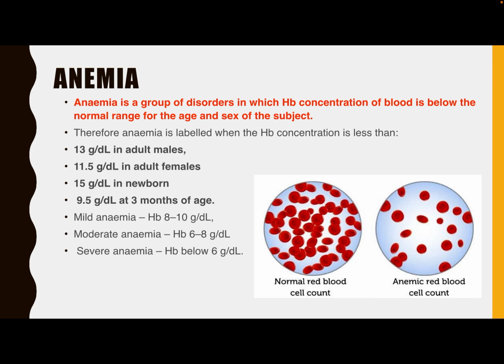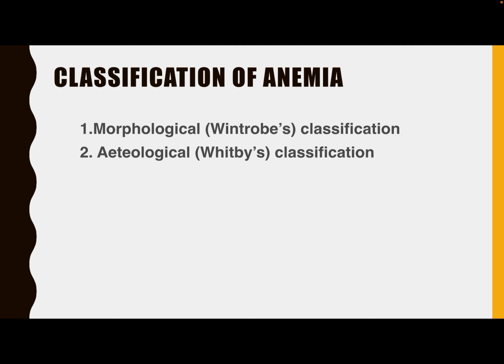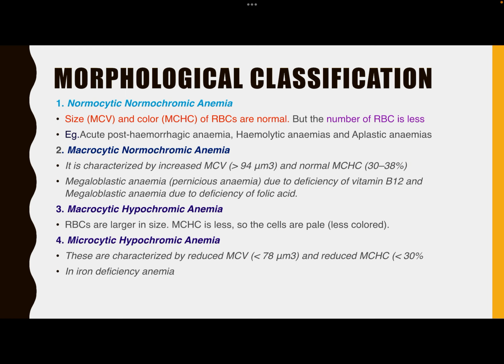And anemias are broadly classified into two, that is morphological classification and etiological classification. Morphological classification is also known as Wintrobe's classification, and etiological classification is also known as Whitby's classification. Morphological classification depends on the size and shape of the RBCs. It is further classified into four groups: normocytic normochromic, macrocytic normochromic, macrocytic hypochromic, and microcytic hypochromic.